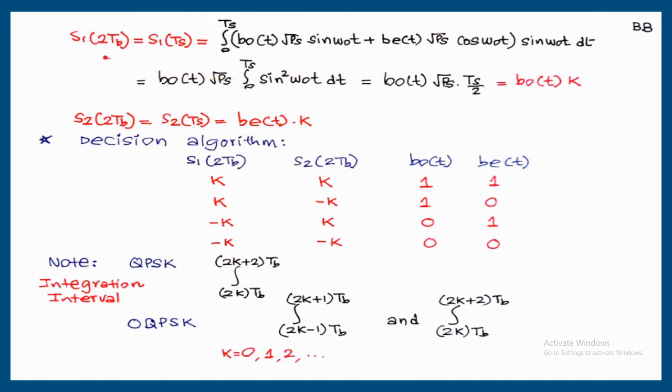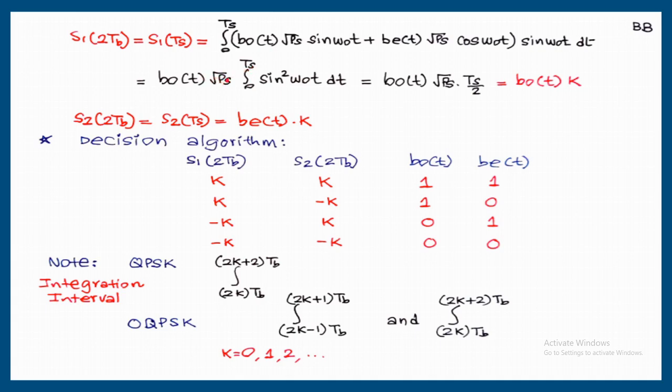The first switch output S1 of 2Tb, that is also known as S1 of Ts, is the integral from 0 to Ts of (b_o root Ps sin omega 0 t plus b_e root Ps cos omega 0 t) into sin omega 0 t. So when you are multiplying sine into sine, it will be sine square, and the integration result will be Ts by 2. And sine into cos integration result will be 0, so the second part is not written here. b_o root Ps integral 0 to Ts sine square omega 0 t dt. The sine cos product integration result will be 0 due to the orthogonality between sine and cos.